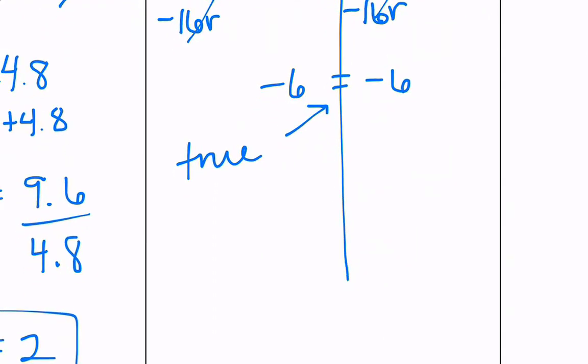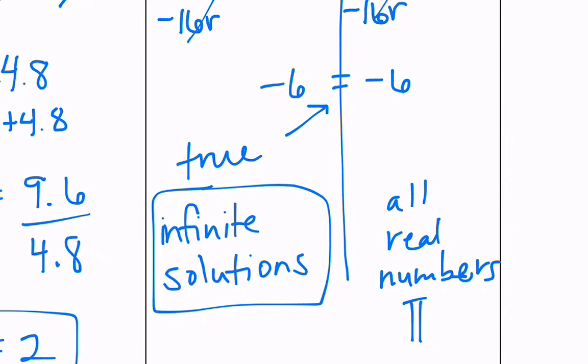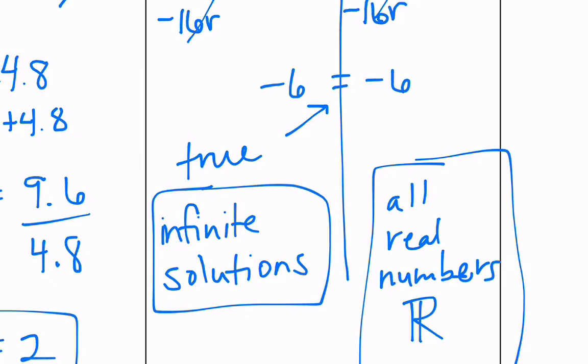You can write two options. You need to know both because it could be either one. If it turns out to be true, your answer can be called infinite solutions. Or you can also call it all real numbers. And the symbol for all real numbers is like an R with a double line. So if it's true, your answer is infinite solutions. Any number can work. But if it comes out to be false, you know it's no solution.